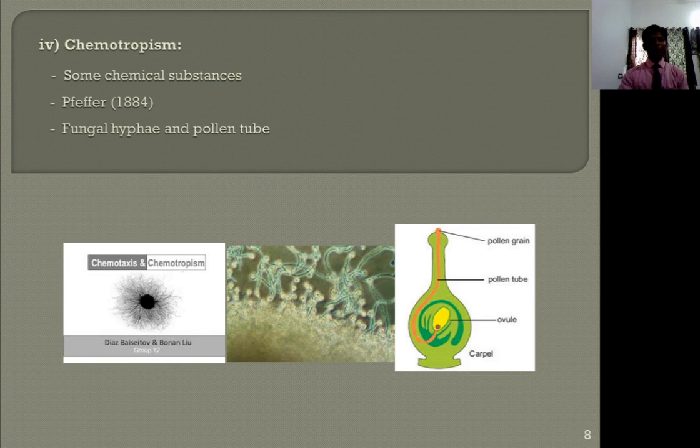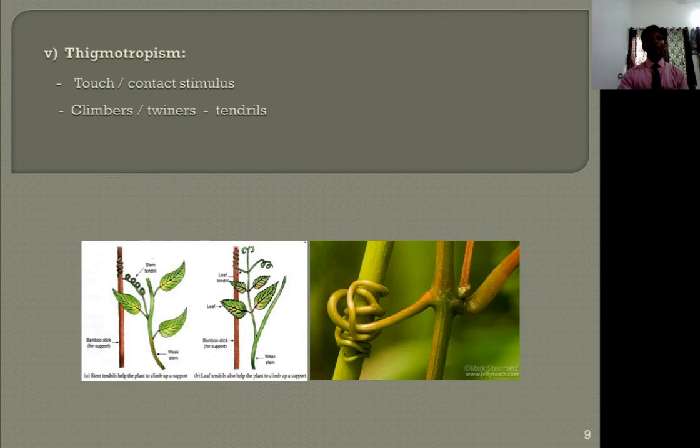We know that during fertilization, the pollen grains reach the stigma. Then they germinate to produce the pollen tube, and the pollen tube always grows towards the ovary through the style due to the secretion of some chemical substances. Now we will see the next phenomenon, thermotropism.